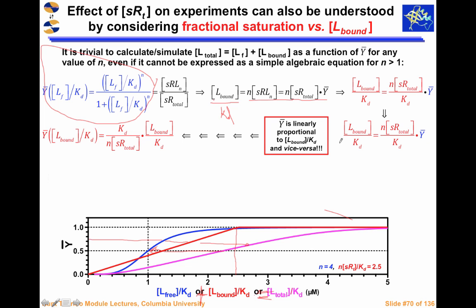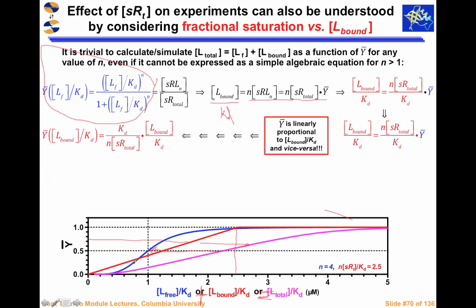Bound ligand is linearly proportional to fractional saturation. If you're at 100% fractional saturation, all the receptor is bound. 50% saturation, half. 25% saturation, a quarter. The bound ligand is linearly proportional to fractional saturation.